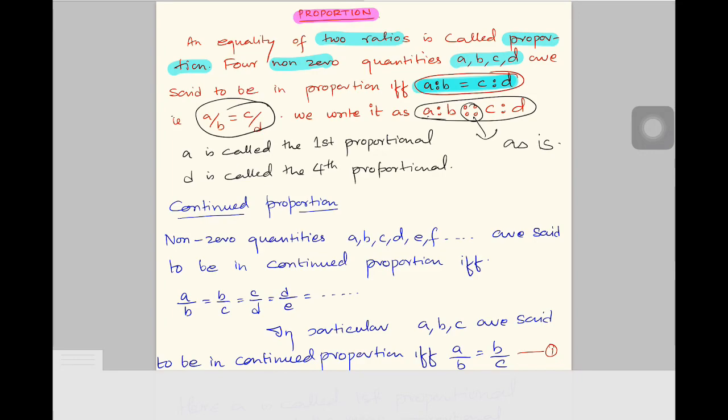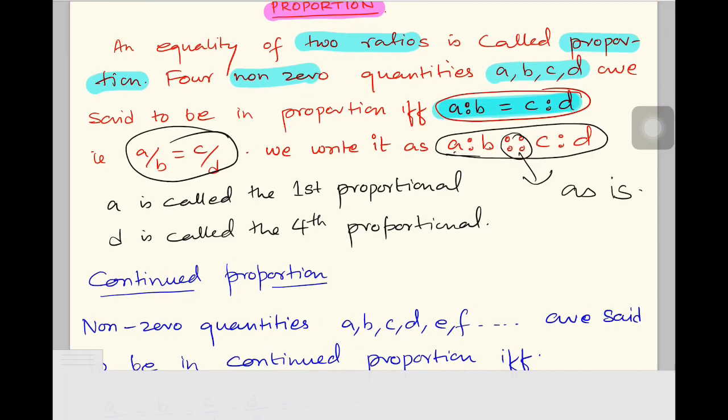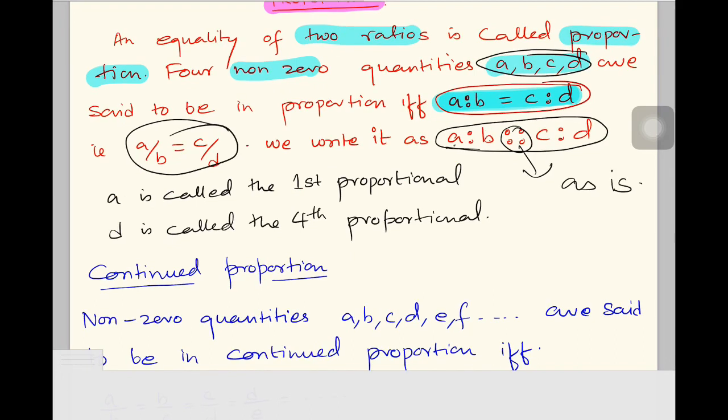Okay, but this is a normal proportion here. What happens in a normal proportion? If you see carefully, there will be four quantities required here. How many quantities? Four quantities: A, B, C and D. In this definition, what is A called, everyone? The first letter A is called the first proportional, whereas D is called the fourth proportional.